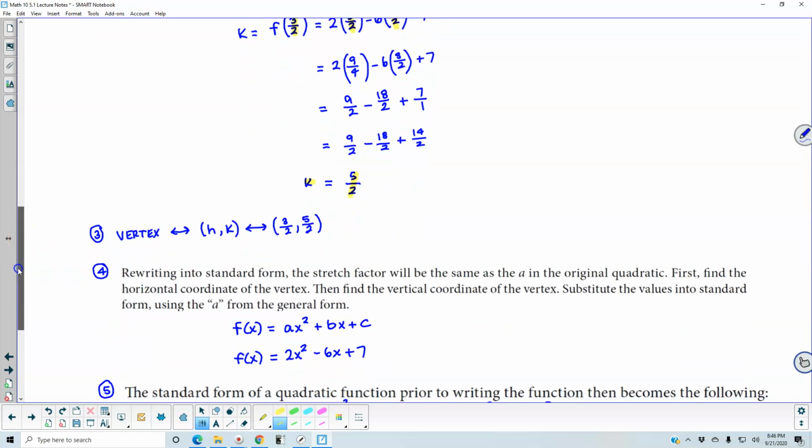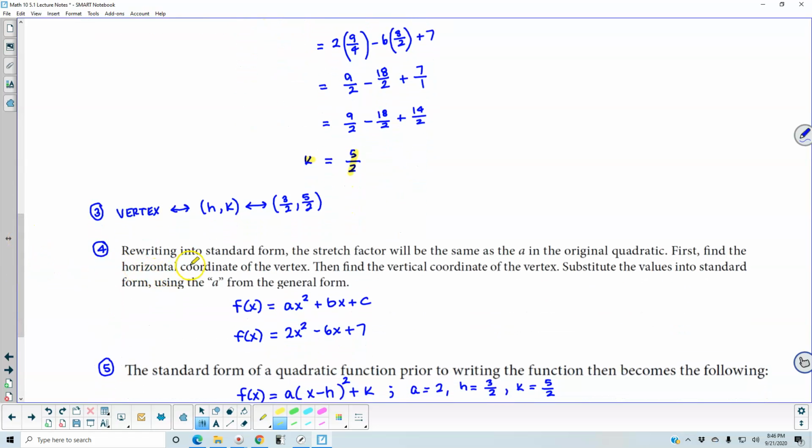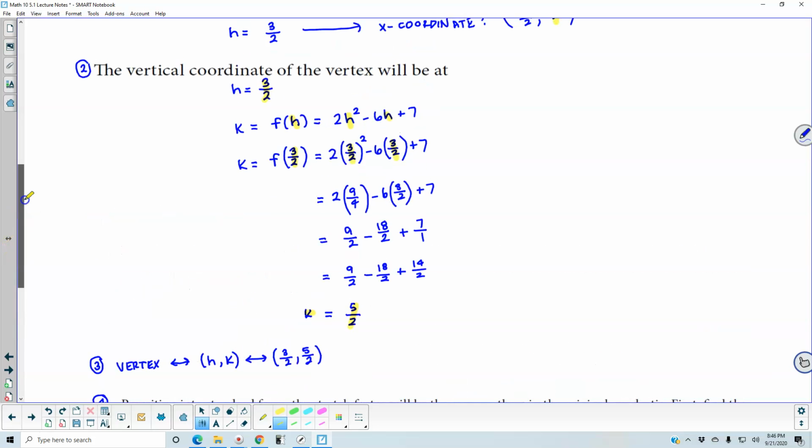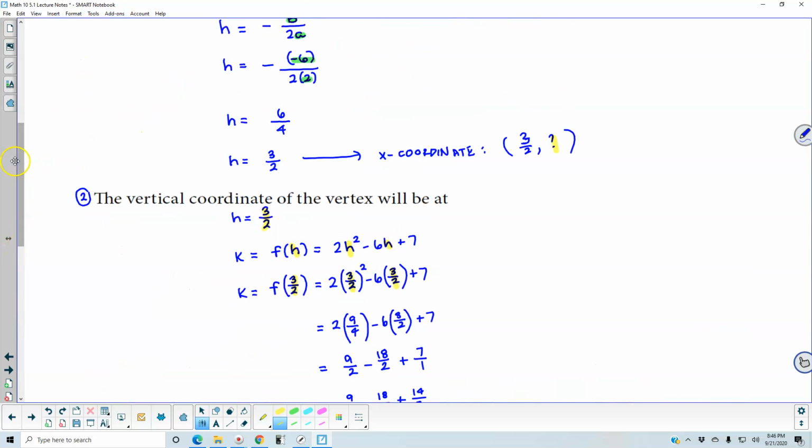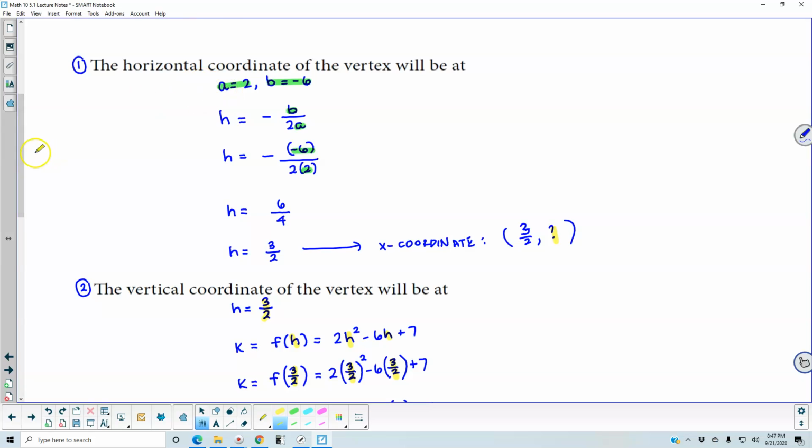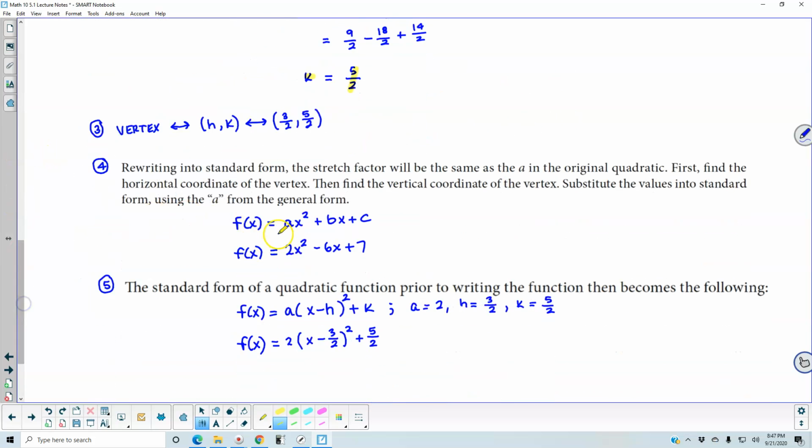And now what we want to do is rewrite it in standard form. The stretch factor will be the same as the a in the original quadratic. So first, find the horizontal coordinate of the vertex. Then find the vertical coordinate of the vertex. And then substitute the values into the form using a from the general form. Well, we know from up here that a represented what number? Well, it represented 2.